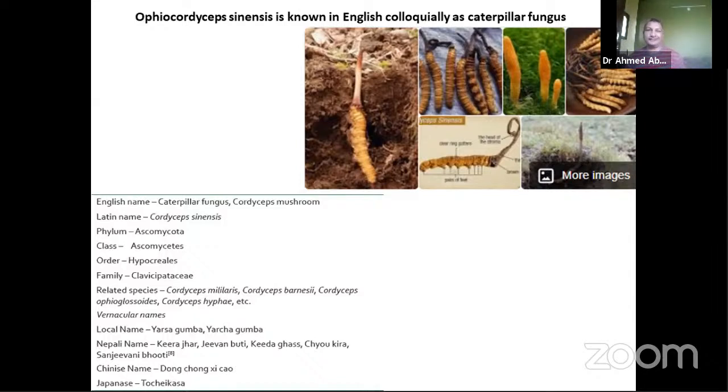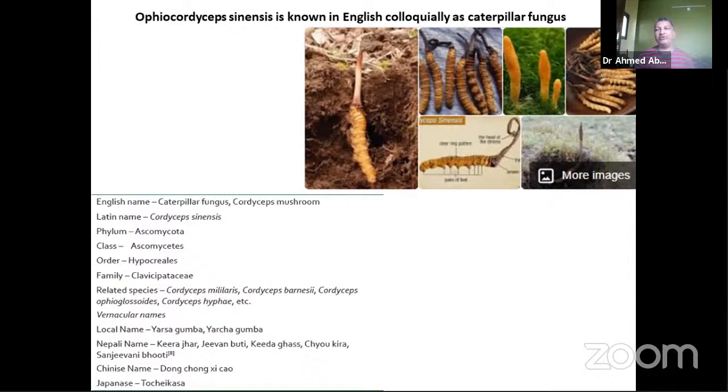I want to compare. So this caterpillar fungus is commonly called Kida Jadi in our Indian language, and Chinese and Japanese languages also have their own vernacular names, and there are many local names. This belongs to phylum Ascomycota, class Ascomycetes, order Hypocreales, and family Clavicipitaceae. So we will talk about, you are seeing the picture.